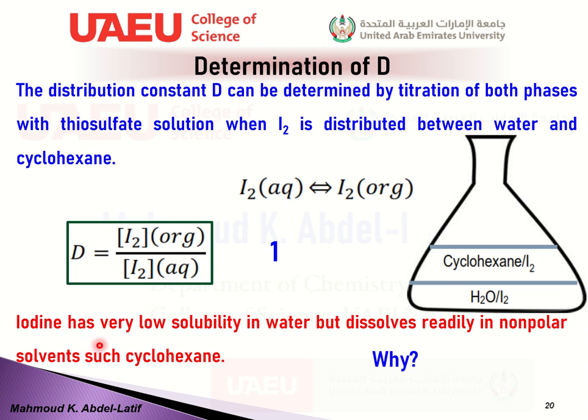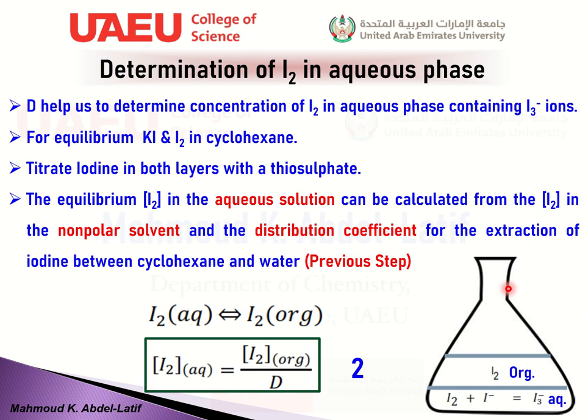Iodine has very low solubility in water, but dissolves readily in non-polar solvents such as cyclohexane. I have already told you the reason for that, and the rule which controls it: like dissolves like. Iodine is a molecular compound, so it will dissolve in a molecular solvent like cyclohexane. Water is quite polar, so iodine will barely dissolve in water. So how can we determine the iodine in the aqueous phase?